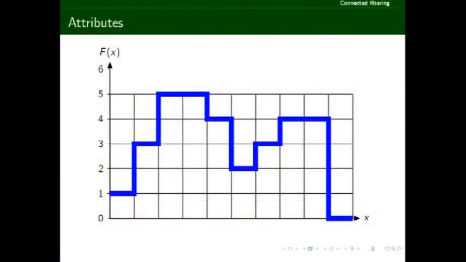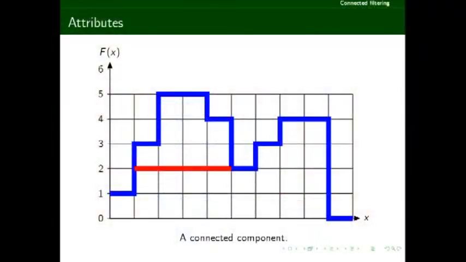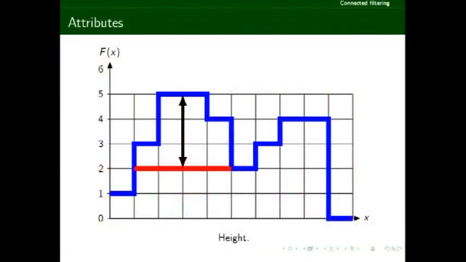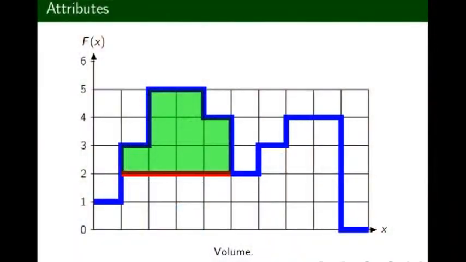So, once you have the tree, what can you do with that? You can filter, and to filter you need a rule. So here it's an attribute. For example, I take this connected component in red. What can you imagine? Plenty of things. Here it's the area, simply the number of pixels of this component. You can have the height, the difference between the highest pixel and the current level, or the volume, the number of pixels contained in the connected component and in the shape of the function itself. Three attributes.